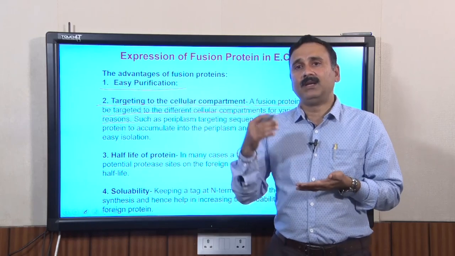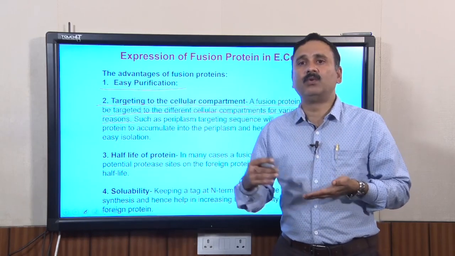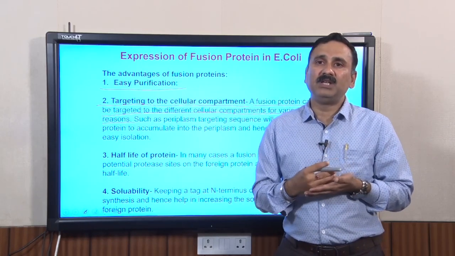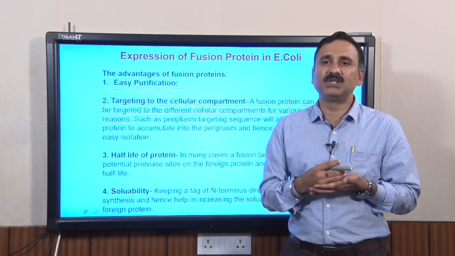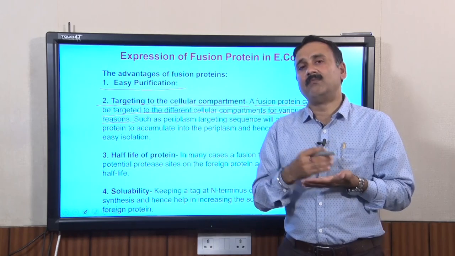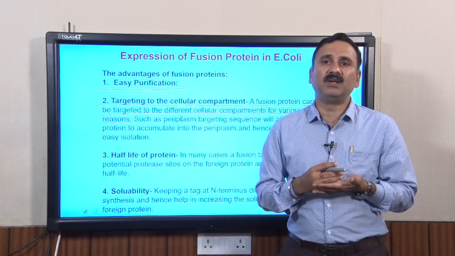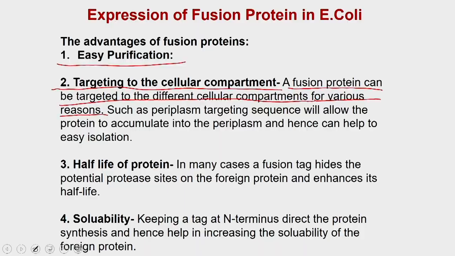Number two, you are not going to face a lot of contamination because the amount of protein present in the periplasmic fraction is much less compared to the amount of protein present in the cytosol. So, as a result, if you put the periplasmic targeting sequence, the protein will accumulate in the periplasm and hence can help with easy isolation.